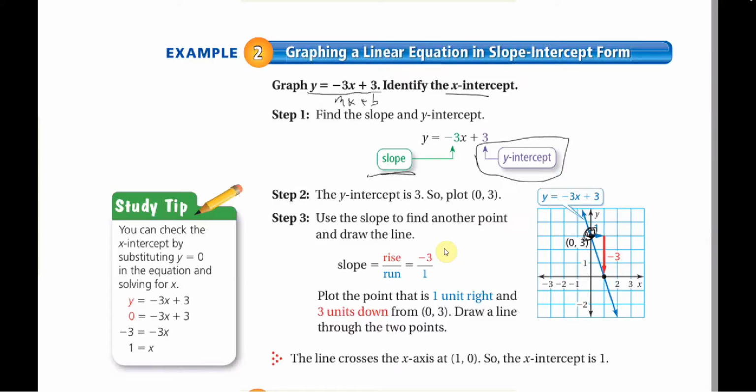And if you see here, the line actually crosses the x-axis, meaning, what is x when y is 0? It looks like when y is 0, meaning there's no up or down, x is 1. So the line crosses the x-axis at (1, 0), and the x-intercept then equals 1.